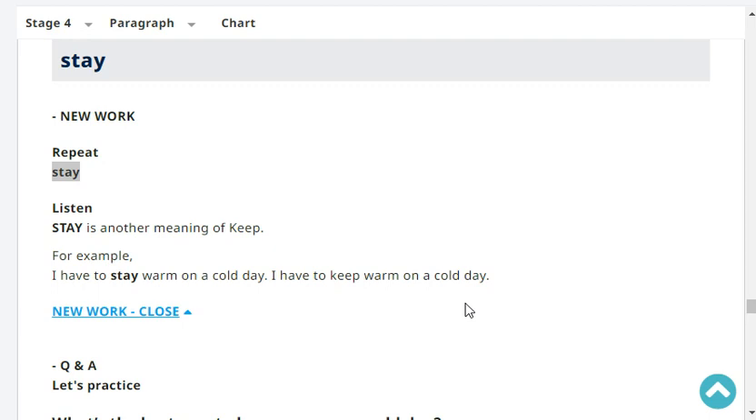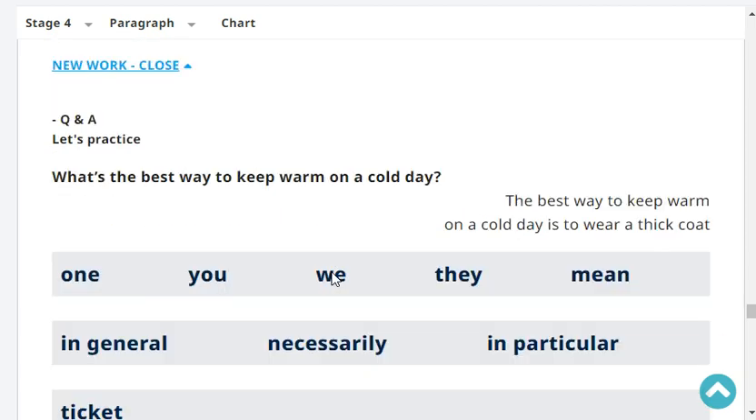Okay, listen. Stay is another meaning of keep. For example, I have to stay warm on a cold day. Or I have to keep warm on a cold day. Let's practice. What's the best way to keep warm on a cold day? The best way to keep warm on a cold day is to wear a thick coat. Very good.